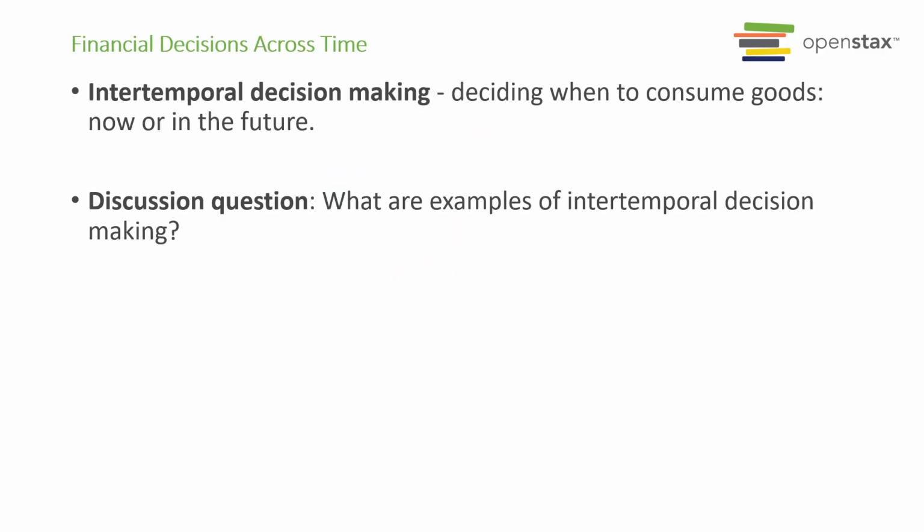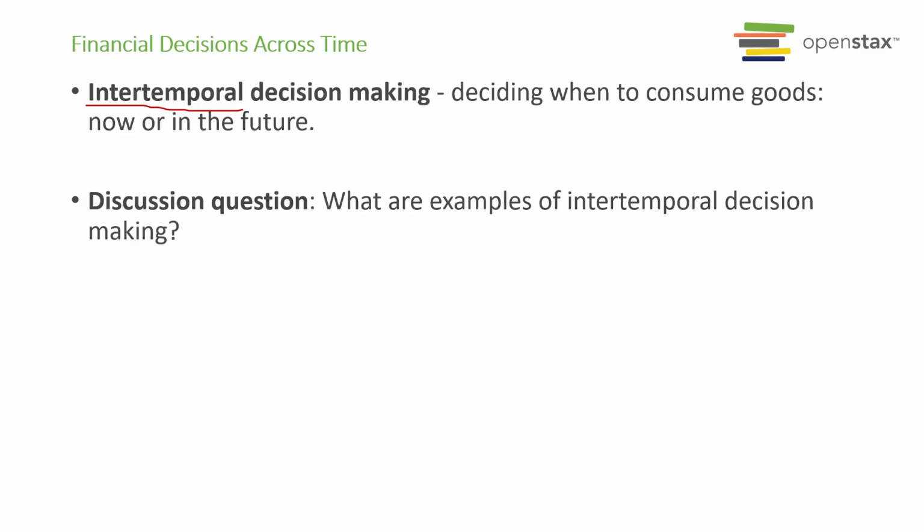So why do people save? That goes with these two vocabulary words here. One is intertemporal decision making. You have to figure out whether you're going to consume goods now or in the future, or save money for a purchase now or save money for the future. When we say intertemporal, that means you're going across time. And here's another discussion question: what are some examples of intertemporal decision making?